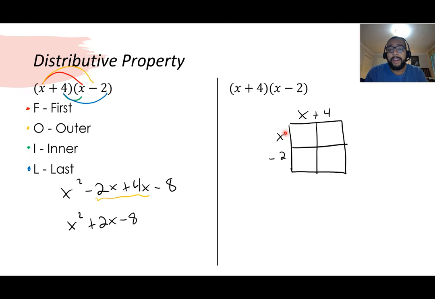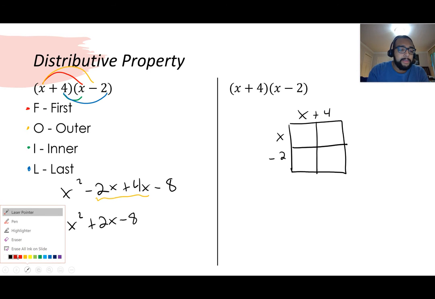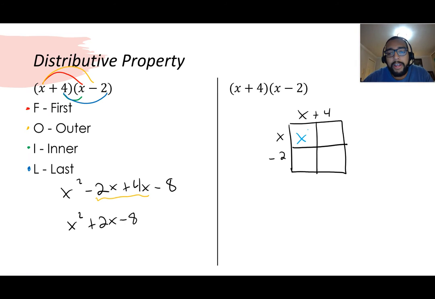So in this box, I'll do x times x. In this one, I'll do 4 times x. Here, x times -2. And the last one, 4 times -2. The box method is just the distributive property, but nice and organized. x times x is x squared, 4 times x is 4x, x times -2 is -2x, and 4 times -2 is -8.